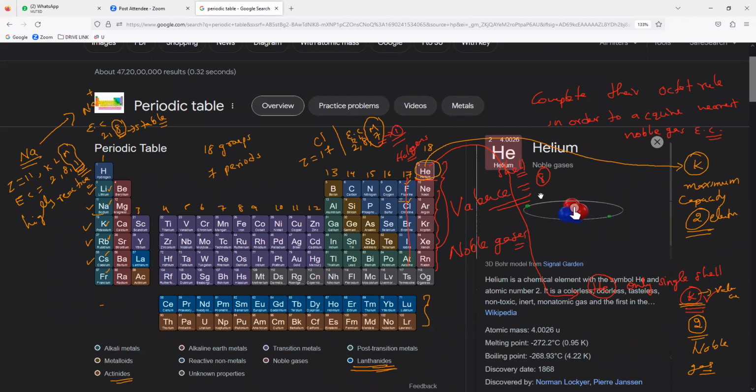So the number of electrons in the valence shell of helium is only 2. It is already complete. The K shell cannot take more than 2, so it becomes stable in nature. Do you understand, everybody? If we take argon, how many electrons? You can check it. Again, 8 electrons in its valence shell. If you take krypton, again 8 electrons in its valence shell. If you take xenon, again 8. If you take radon, again 8 electrons in its valence shell.